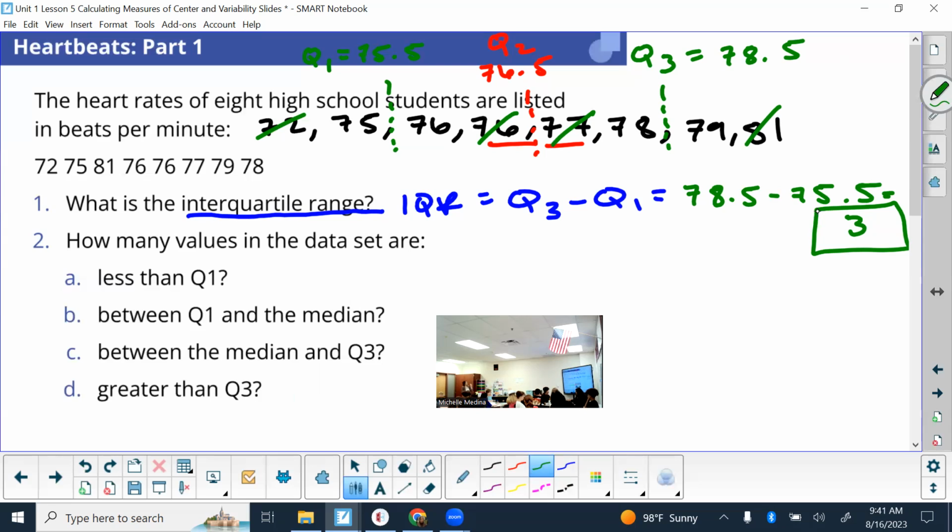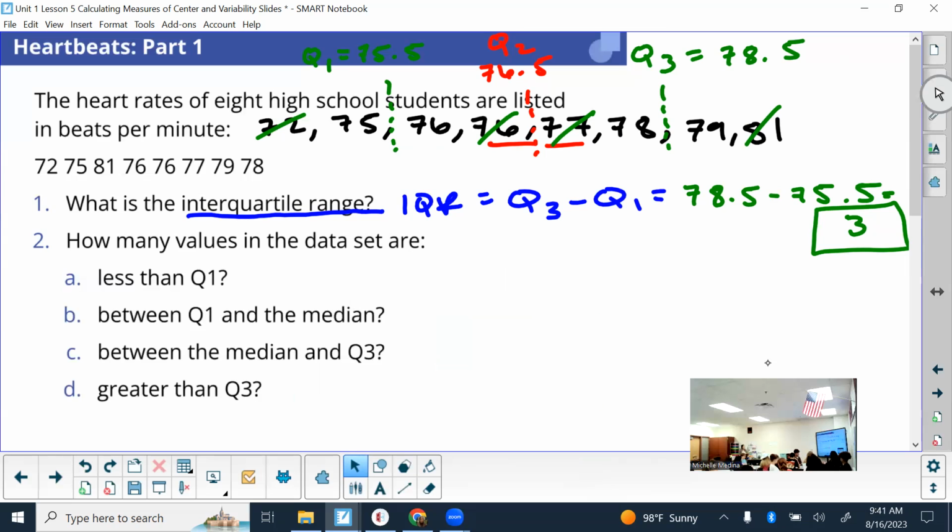Okay, so keep that in mind. We just practiced calculating that. Now answer number 2 with your group. Be prepared to speak for your group. Right now we still have the same reporter. It will change later though. For number 2, you're figuring out how many values in the data set are less than Q1, between Q1 and the median, between the median and Q3, and greater than Q3. You've got a minute.